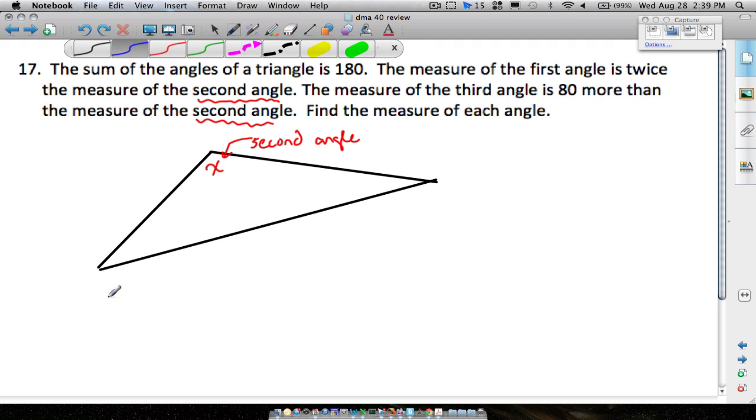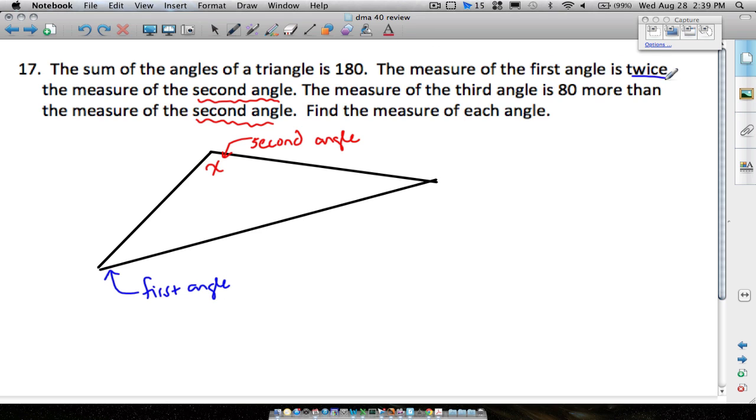All right, our first angle down here. To be quite honest, I don't care where you put the first and second angle, but I just decided to put the second angle there. This is the first angle, and notice the first angle is twice the measure of the second angle. Well, we call the second angle x. The first angle is twice that. So how about 2x for the first angle? That's how we get that. Since we call the second angle x, the first angle is twice the second angle, so we have 2x.